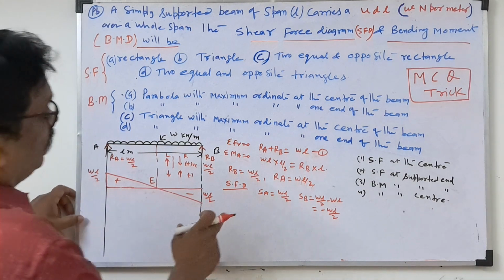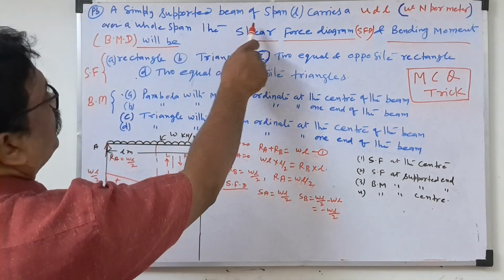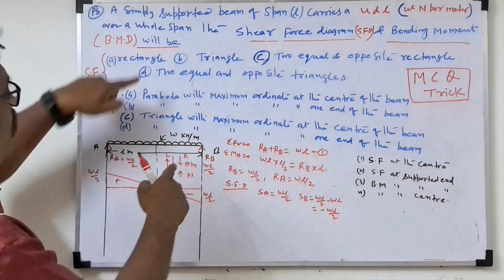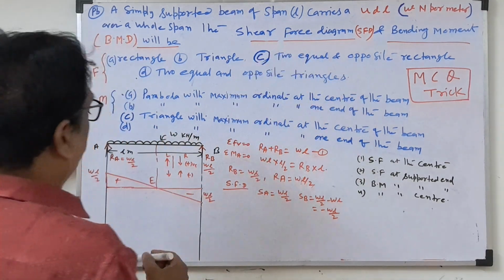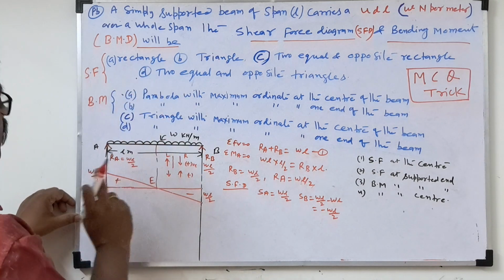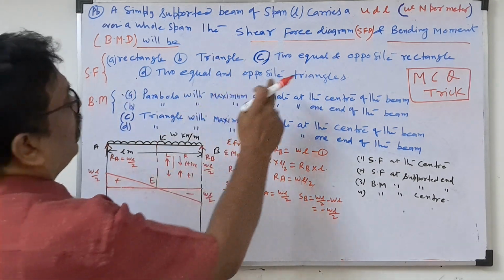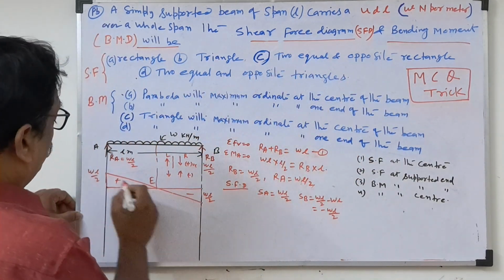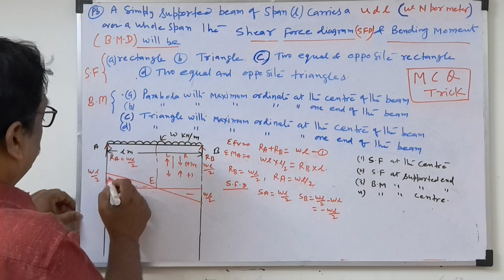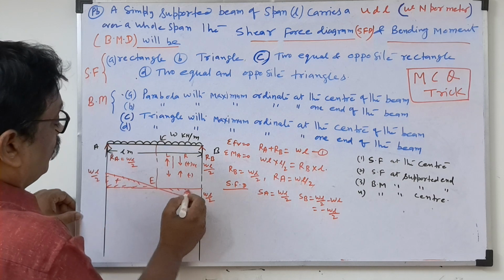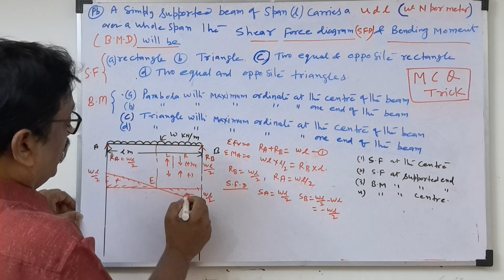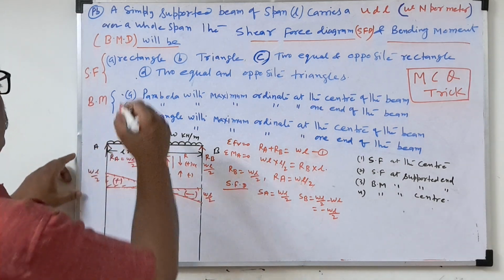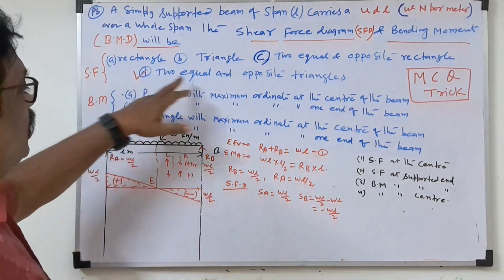Now we'll check one objective question. A simply supported beam of span L carries a UDL over the whole span. Then what is the shear force diagram? Is it a rectangle? No. A triangle? No. Two equal and opposite rectangles? No. Two equal and opposite triangles. This is the answer. Why equal and opposite? This is the minus, this is the plus.